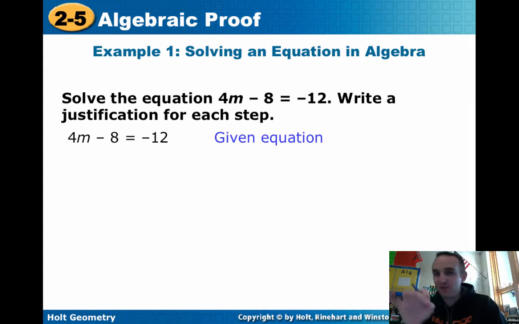So we would write given equation. The right side of our problem here is always going to be the justification. It's always going to be the reason. Why can we say the step that we just wrote?